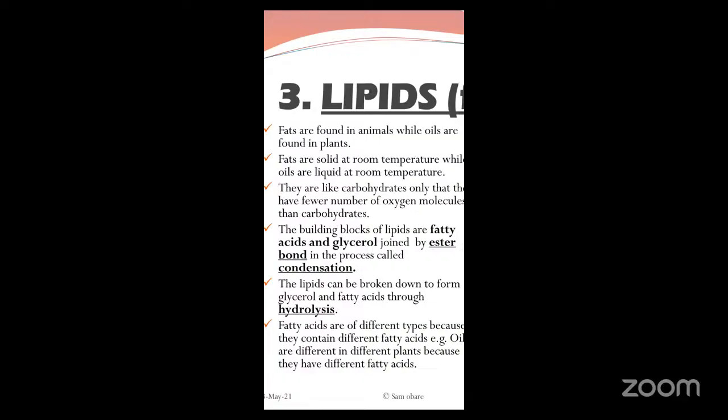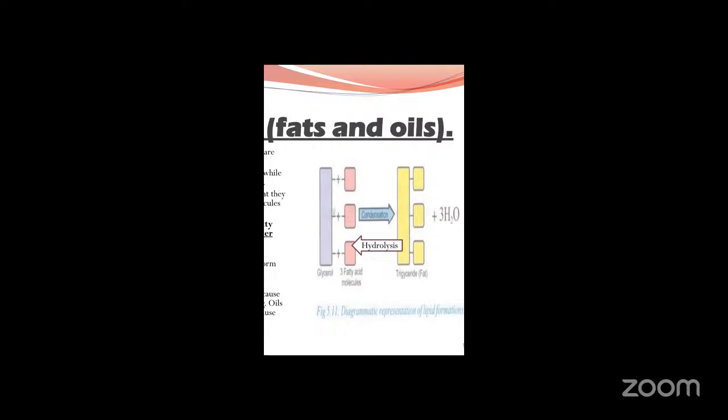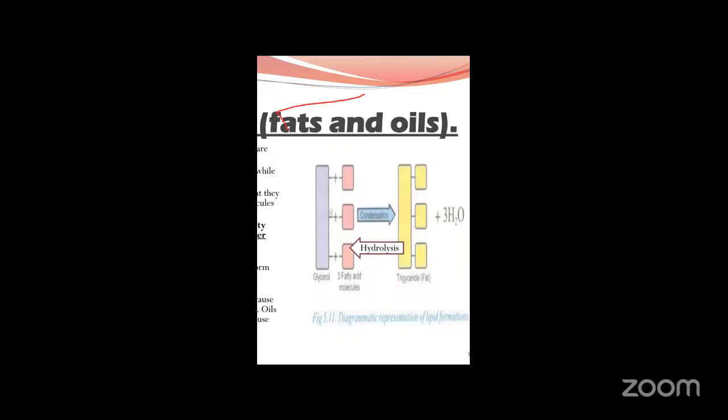So let's say we have fatty acids and glycerol and we combine them, they form through the process of condensation. Now, if you want to break down a lipid into fatty acids and glycerol, we call that process hydrolysis. Like for example, what I have illustrated here. In this illustration, we have one molecule of glycerol, which is combined to three fatty acid molecules. So in lipids, one glycerol molecule combines with three fatty acid molecules.